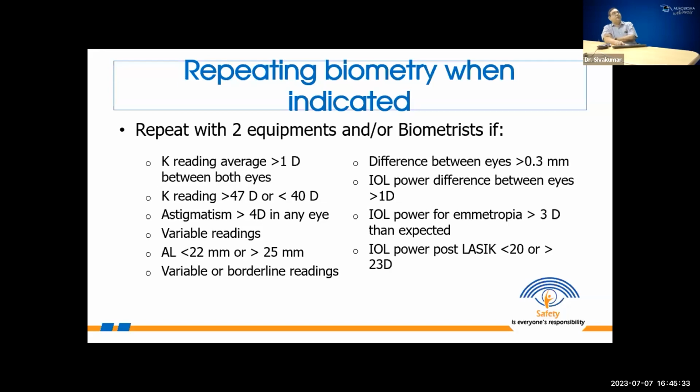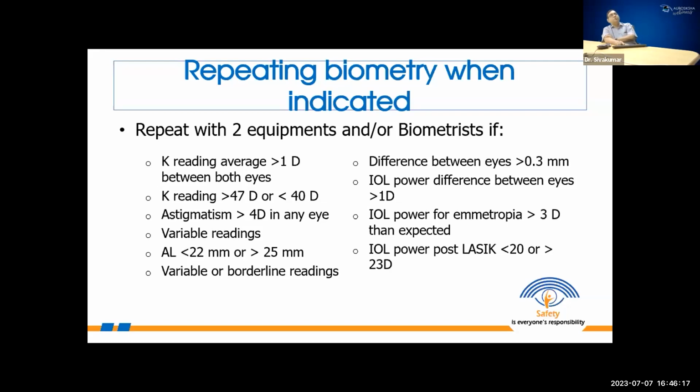Now, repeating the biometry when indicated is very important. These are known as the Holladay criteria. So we have to repeat it on 2 equipments and or 2 biometrists if the K reading average between 2 eyes is more than 1 diopter. If the K reading is more than 47 diopters, that is steep, or less than 40 diopters, that is flat. If any eye shows an astigmatism of more than 4 diopters, and if we get variable readings because of the corneal epithelium having punctate erosions or a dry eye. If the axial length is less than 22 millimeters, that's a short eye, or more than 25 mm, which is a long eye. If variable or borderline readings keep happening with the axial measurements, we have to repeat it.